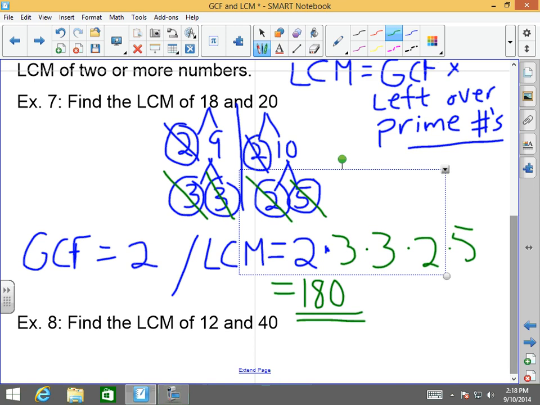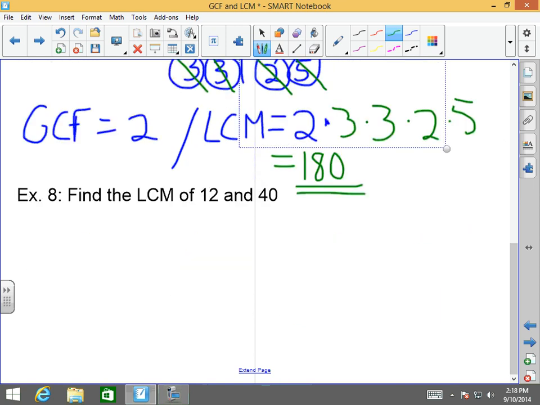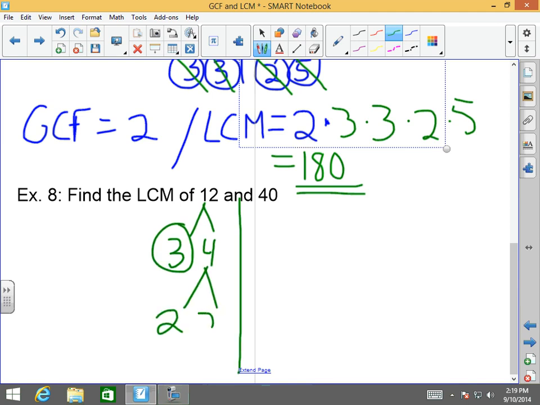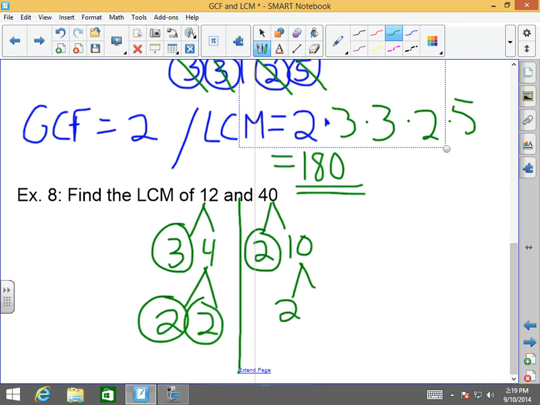Let us do one last example then for today. Let's find the LCM of 12 and 40. So we first break down 12. 3 times 4. Circle the prime, 3. And then 2 times 2. Circle the primes, 2 and 2. 40 is 2 times 10. Circle the prime.